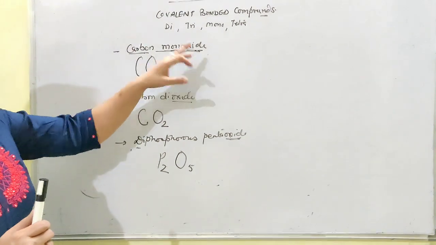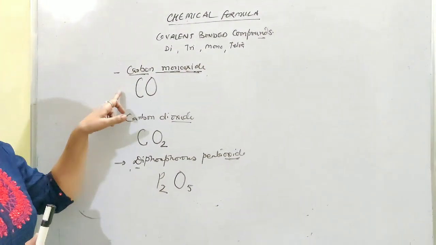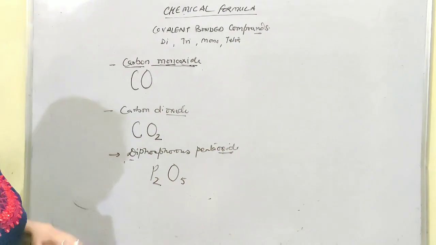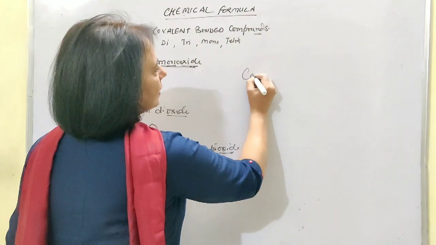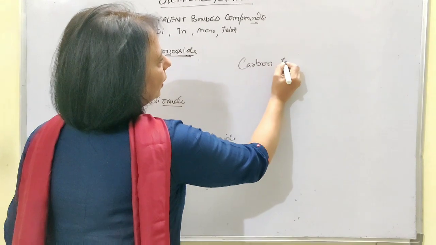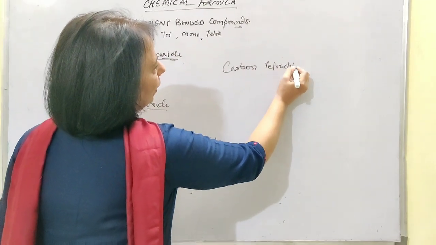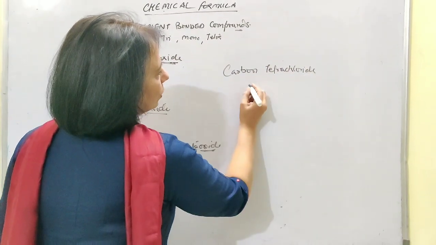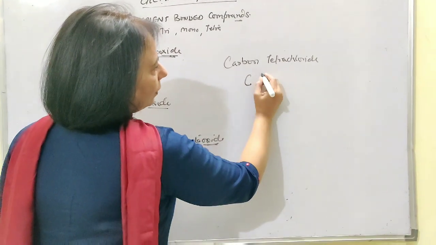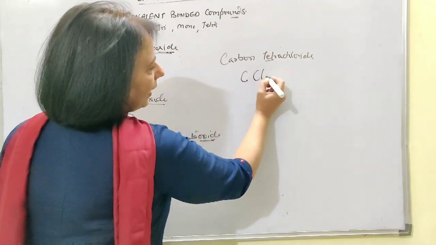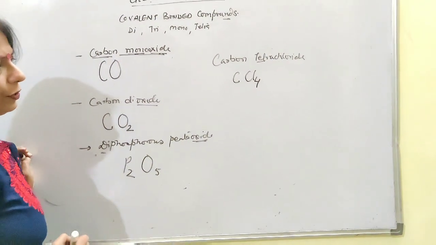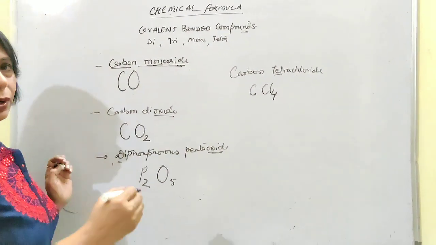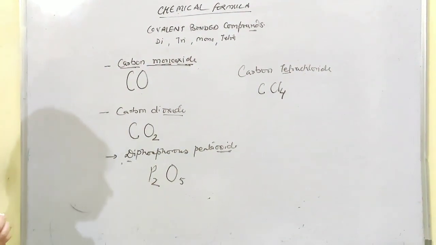Here I have written carbon monoxide. That means it is understood that carbon is only 1 which has been taken. In a similar way, let's take the example of carbon tetrachloride. So carbon is single, chloride, Cl, and tetra. Tetra means 4. So this way the covalent bonded compounds are being written.